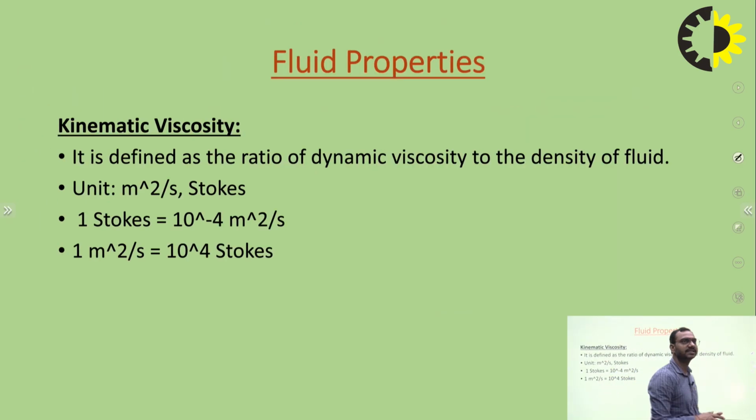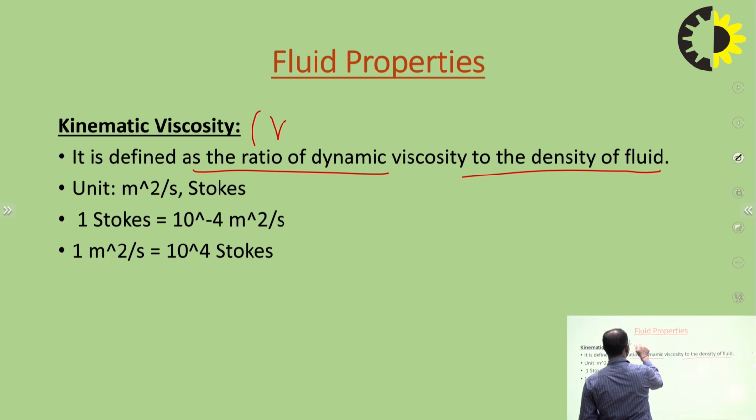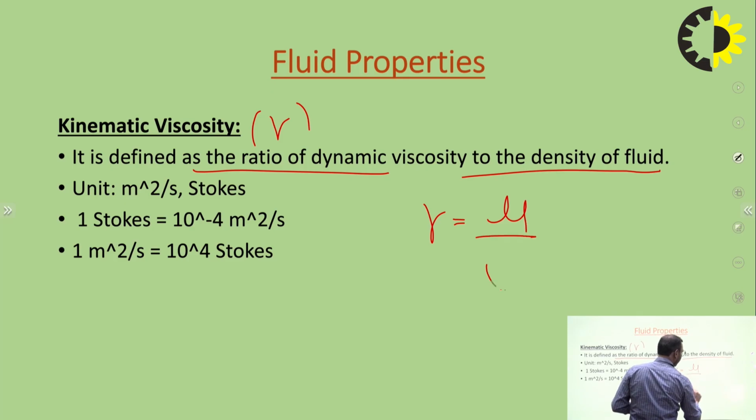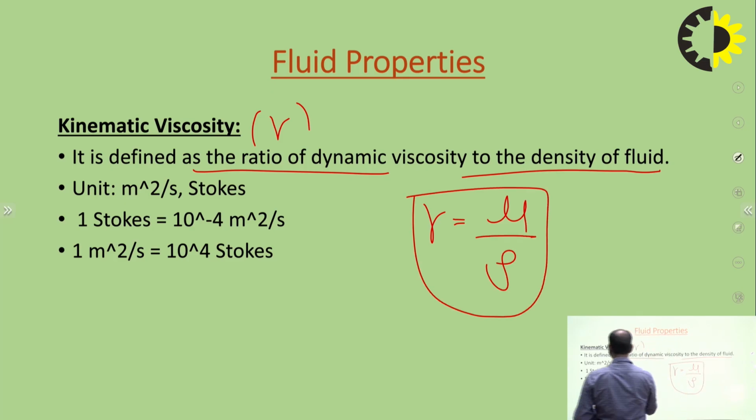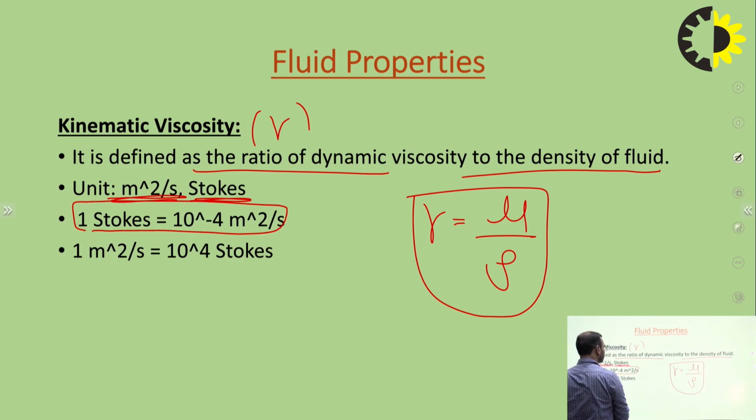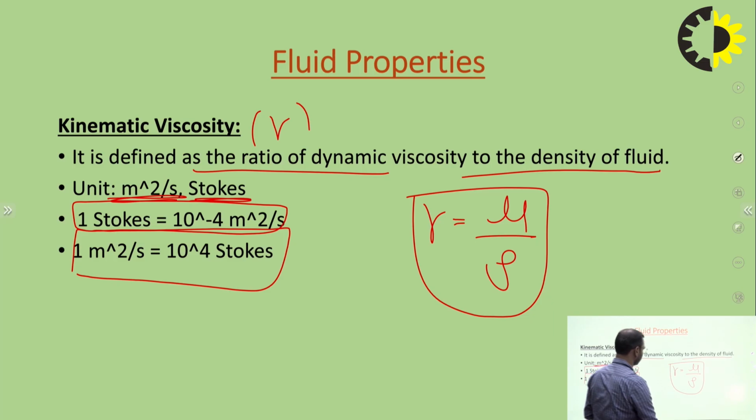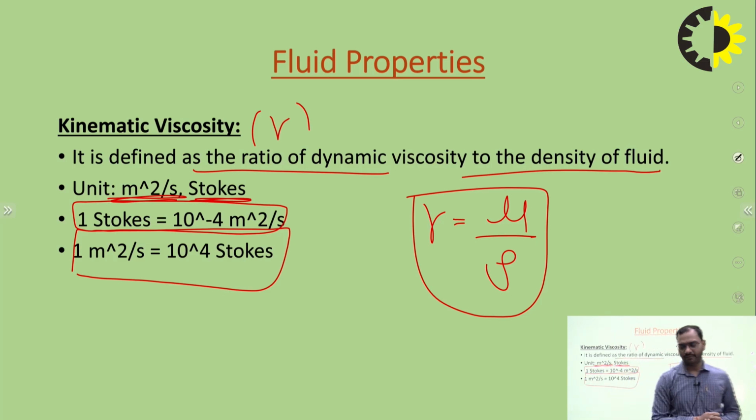Then another property is kinematic viscosity. What is kinematic viscosity? It is defined as the ratio of dynamic viscosity to the density of fluid, and it is denoted by the symbol nu. So nu is equal to dynamic viscosity mu divided by density, and its unit is meter square per second. Its CGS unit is Stokes, and 1 Stokes is equal to 10 to the power minus 4 meter square per second, or 1 meter square per second is equal to 10 to the power 4 Stokes. So this is kinematic viscosity.